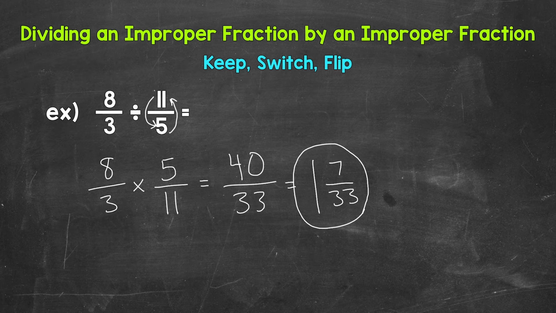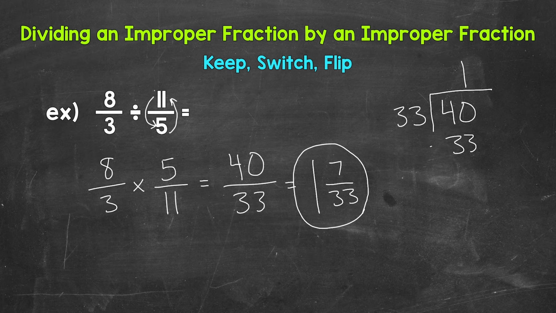Now, just as a quick recap as far as how we went from that improper fraction of 40 over 33 to the mixed number of 1 and 7/33, I'm going to write it out. So again, we divided the numerator 40 by the denominator 33. So 40 divided by 33. How many whole groups of 33 in 40? Well, 1. 1 times 33 is 33. Subtract, and we get that remainder of 7.